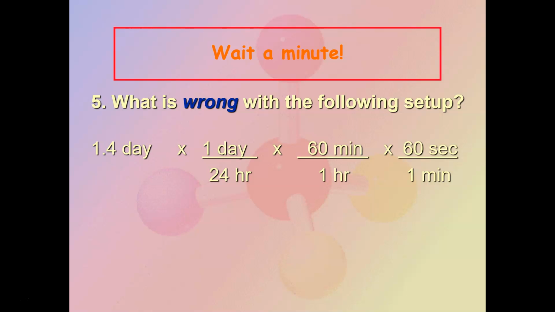Sometimes being able to spot what's wrong helps you be able to do what's right. So what's wrong with this setup? You should very quickly see that I have days here, but I have hours down here. Does that cancel? No, it doesn't, which means this factor is flipped in the wrong direction. I need to turn it the other way in order to be correct.